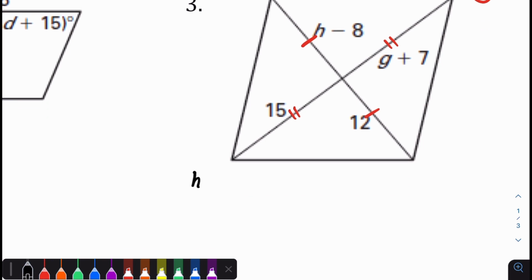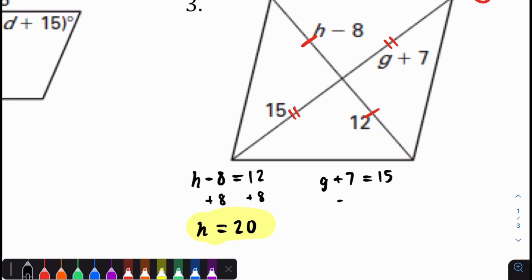So h minus 8 equals 12. I'll add 8 to both sides. H equals 20. And then g plus 7 equals 15. I'll subtract 7 from both sides. And g equals 8.